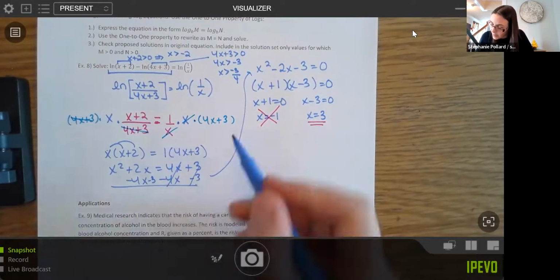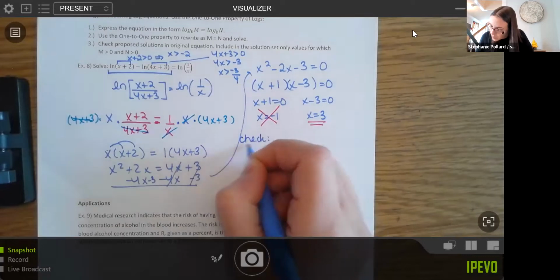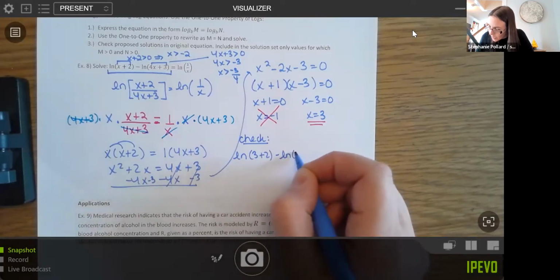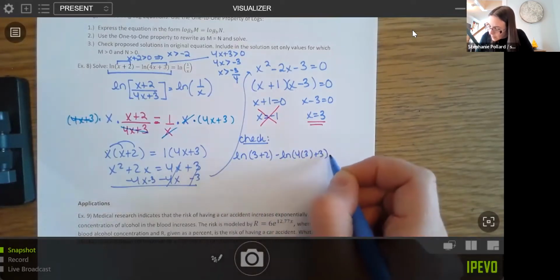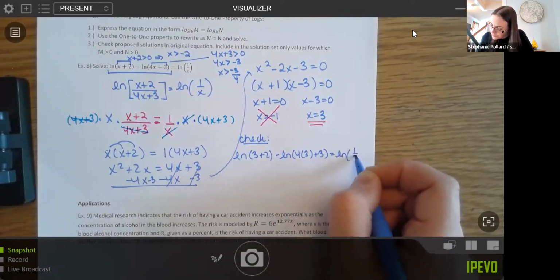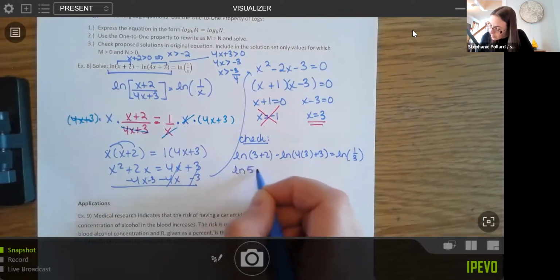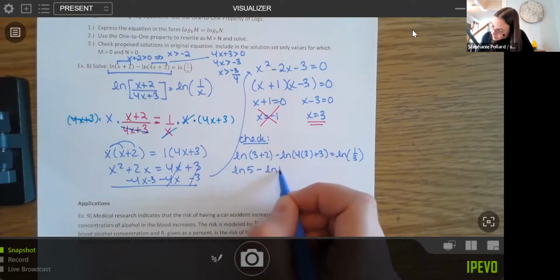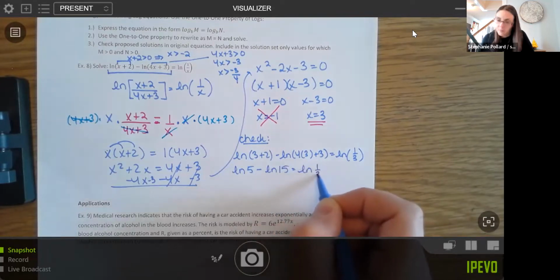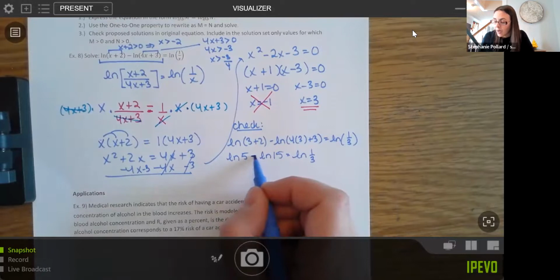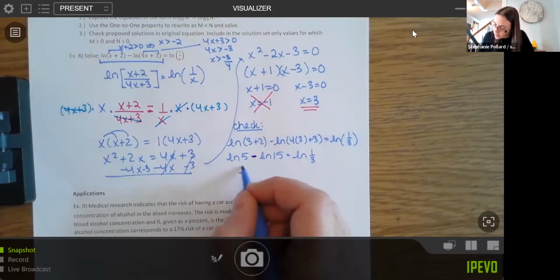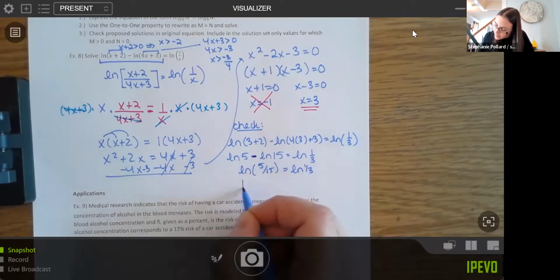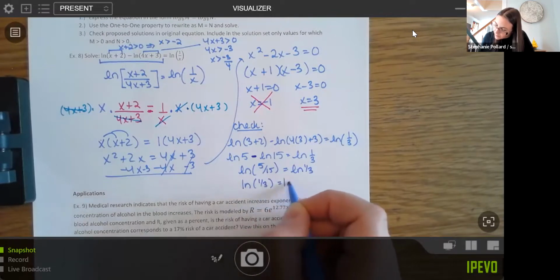You can still formally check this. So I would have natural log of (3 plus 2) minus natural log of (4 times 3 plus 3) is equal to the natural log of 1 over 3. So natural log of 5. Here, let's see, 4 times 3 is 12, plus 3 is 15. Now think about your rules here. Subtraction means that these were originally being divided. So this is the natural log of 5 over 15 equals natural log of 1/3, but 5 over 15 is 1/3, so this does check out.